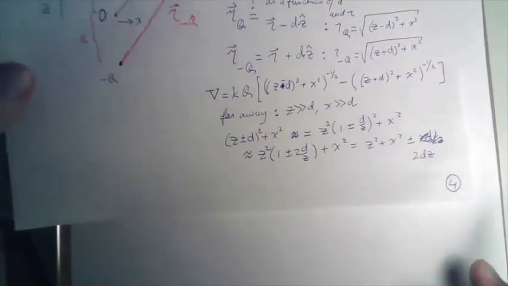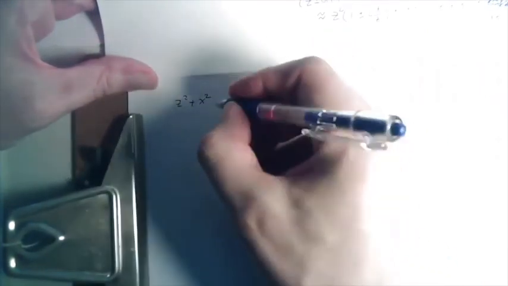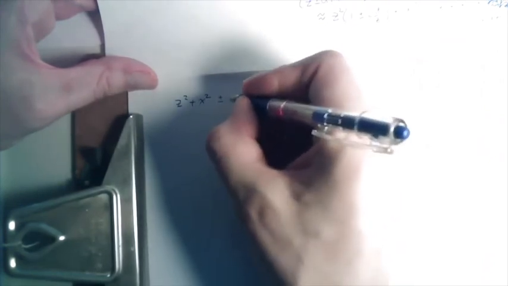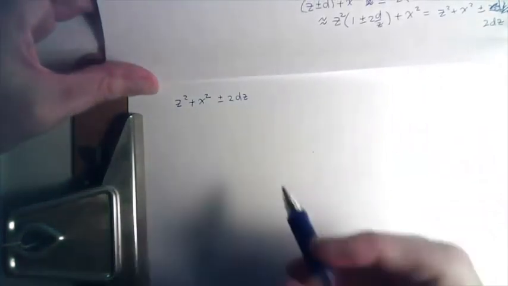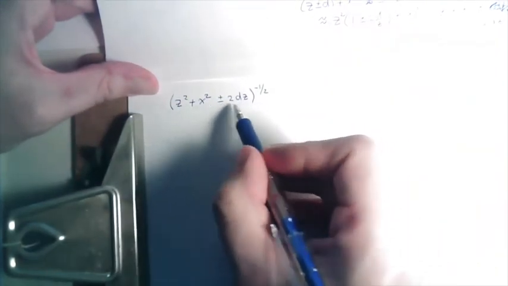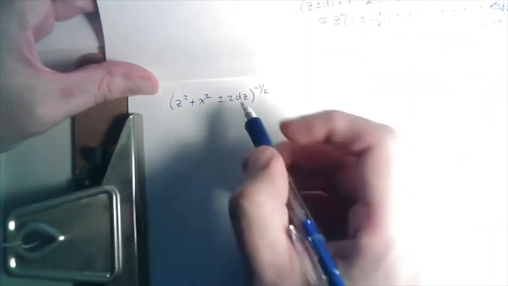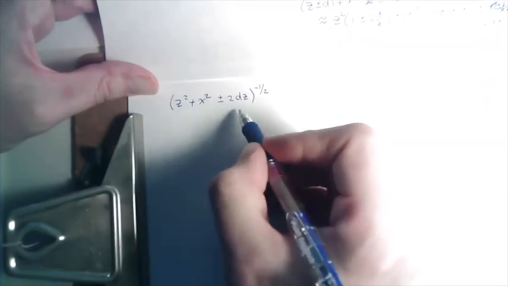So I will need to calculate the following. The z squared plus x squared plus or minus 2dz, and then I will need to take a square root and inversion. But before I can do this expansion for small distance, I need to write it as a 1 plus or minus something small.